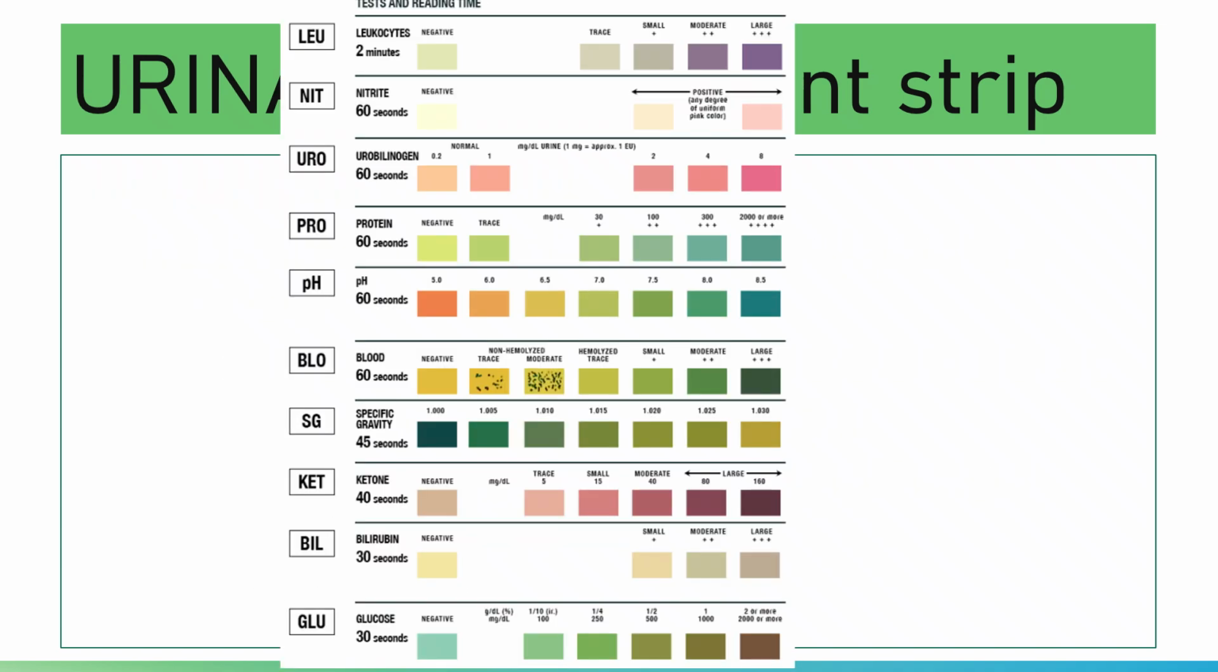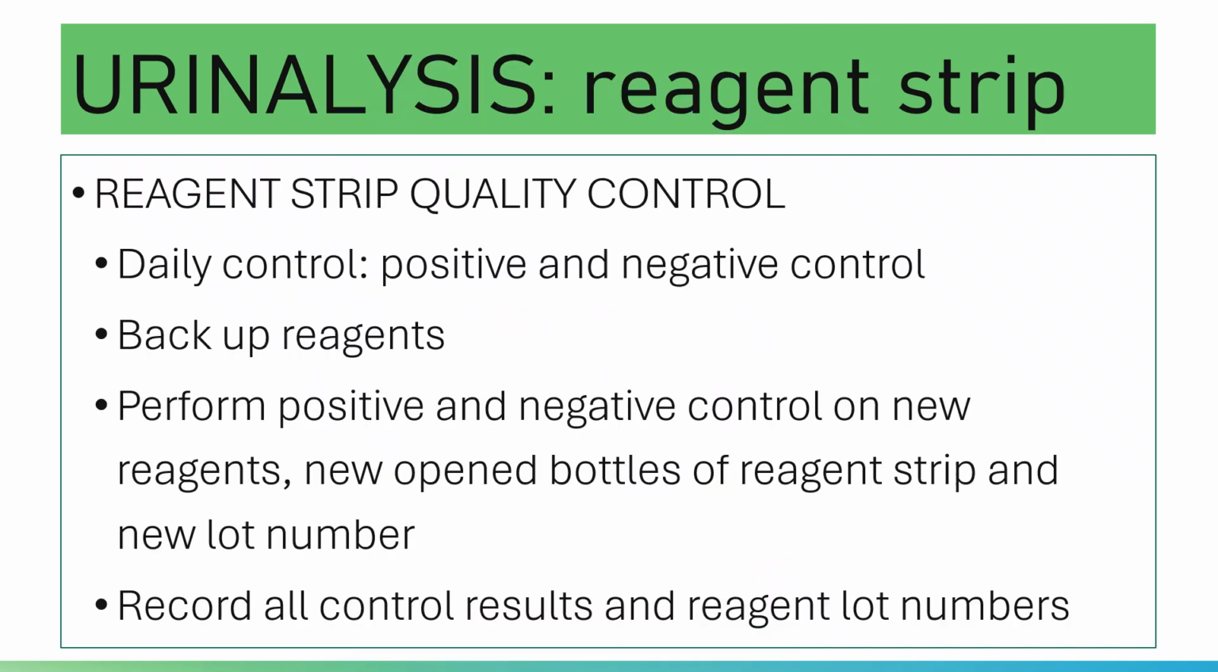Of course, you compare the color produced in the reagent pad with the color chart provided by the manufacturer. Okay, you report this as negative or normal or trace or the plus system. And then, of course, quality control. Please note that reagent strips must be checked with both positive and negative controls according to the frequency that is established by the laboratory policy.